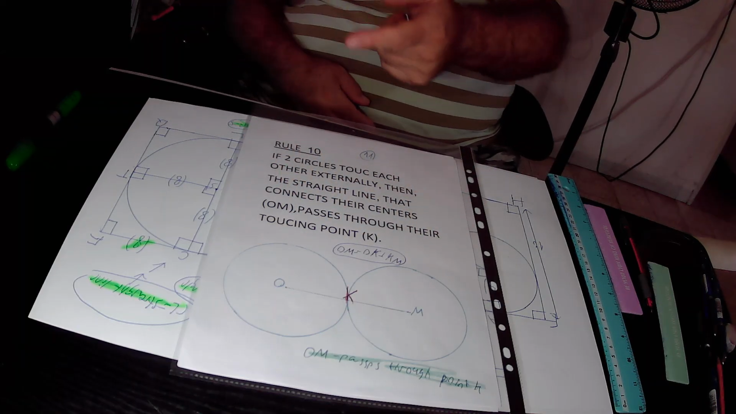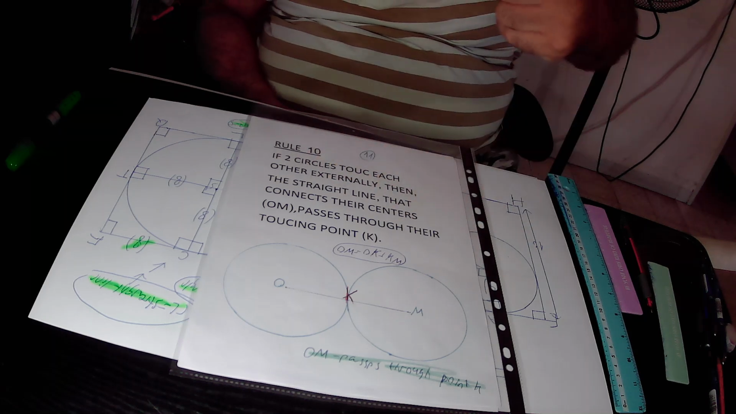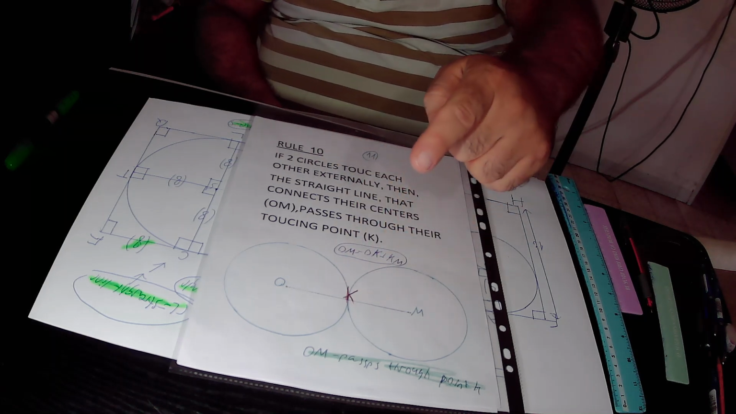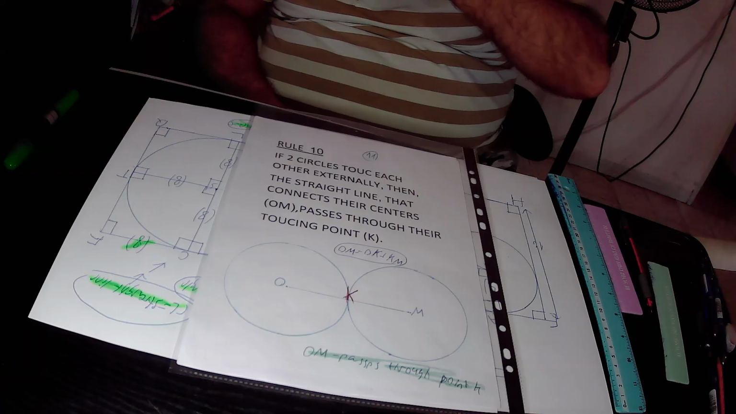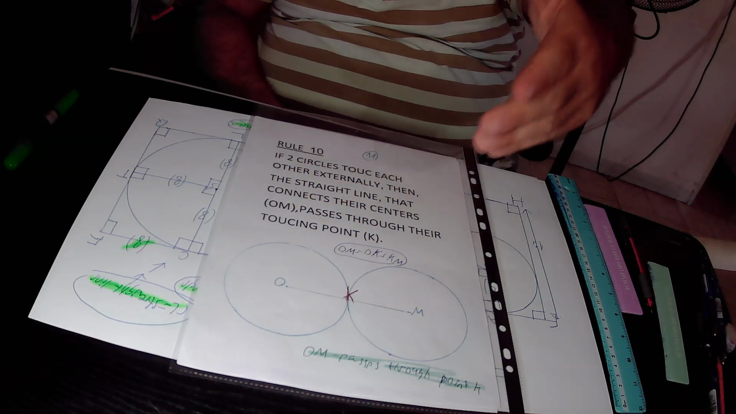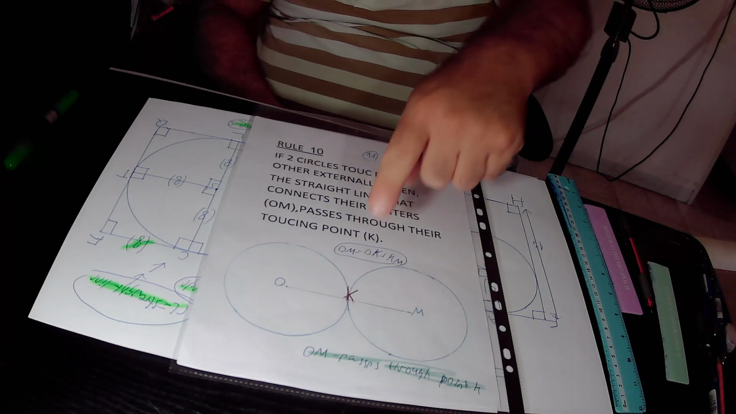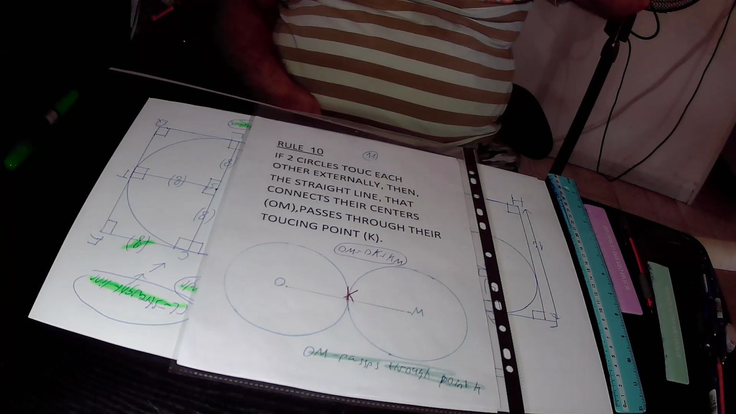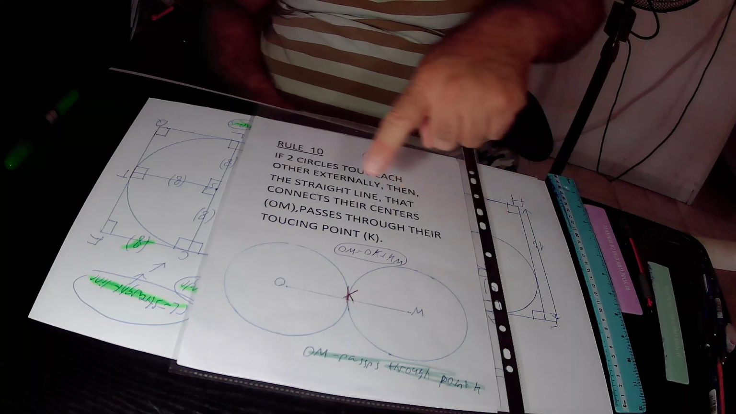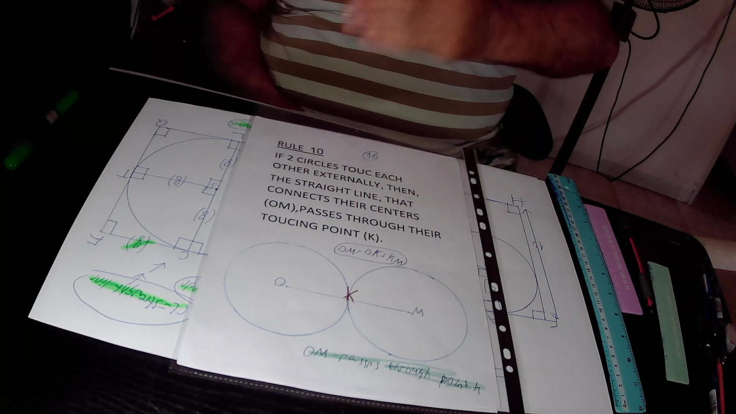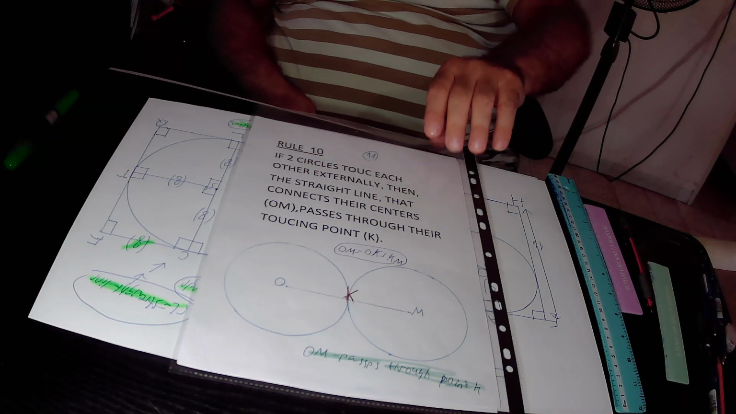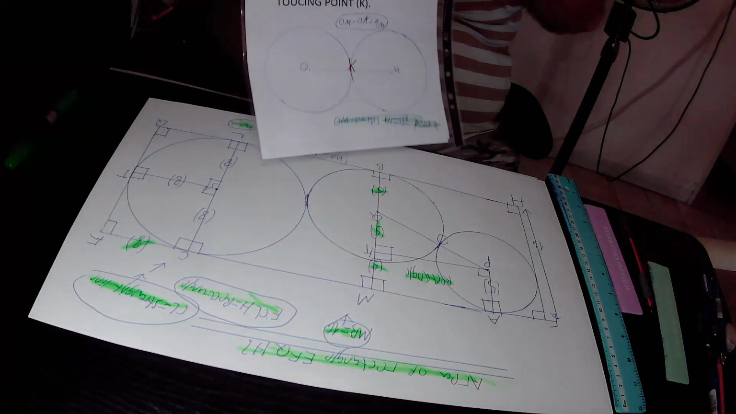And according to this rule 10, the straight line OM must pass through their touching point, that is point K. Or in other words, OKM is one straight line according to this rule 10. We can implement rule 10 in our drawing.